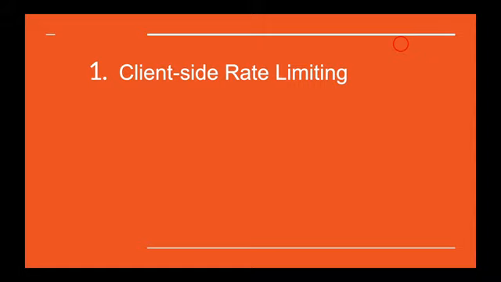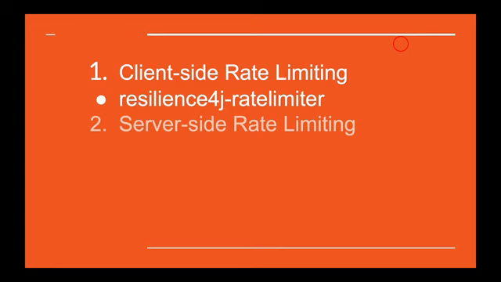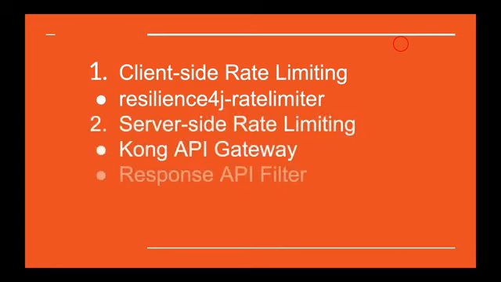So what about client side rate limiting and server side rate limiting? There are two things. For client side rate limiting we use the Resilience4j rate limiter, and for server side rate limiting we can use the Kong API gateway and the Response API filter. Server side rate limiting requires caching and coordination between multiple server instances, which is basically not supported by the Resilience4j rate limiter.